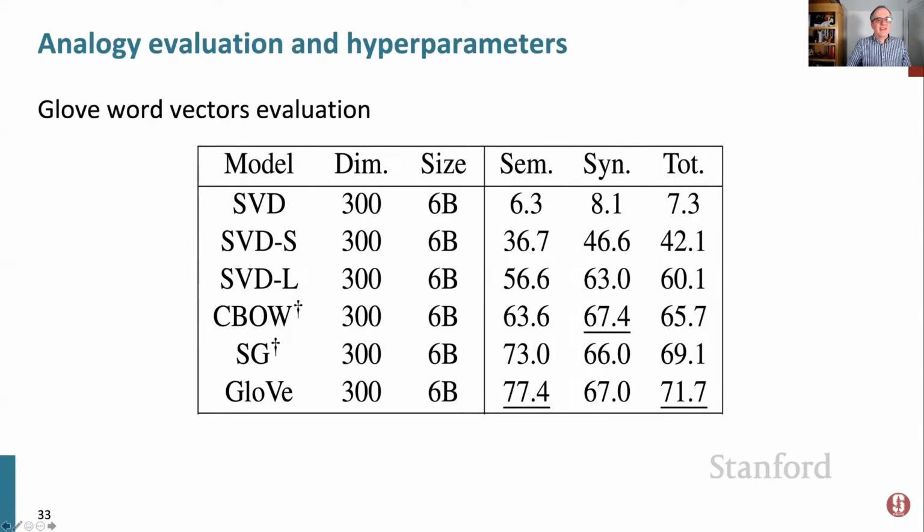So this SVDL is similar to the Coles model, and now we're getting up to 60.1, which actually isn't a bad score, right? So you can actually do a decent job without a neural network. And then here are the two variants of the Word2Vec model, and here are our results from the GloVe model.